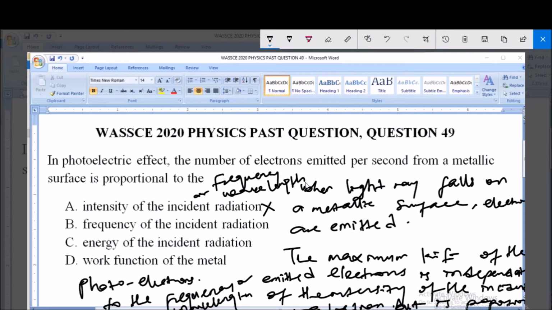And from the options here, frequency of the incident radiation is given to us, so we pick it as our answer because it is proportional to either the frequency or the wavelength. And since the frequency is given to us, we pick frequency as our answer. So the answer to this question is option B. It does not depend on the intensity at all. So the answer is option B, the frequency of the incident radiation.